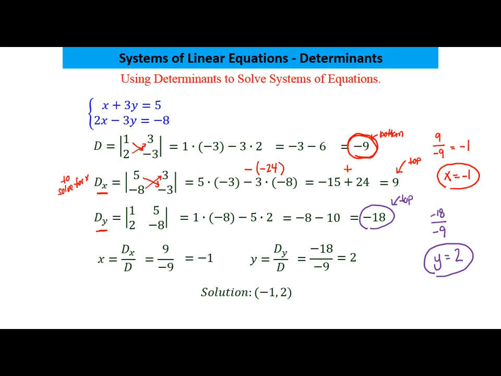Oh, if you want to write your solution as a coordinate, because remember we're talking about systems, so we're trying to figure out where the lines cross. There's your coordinate. Negative 1, 2.